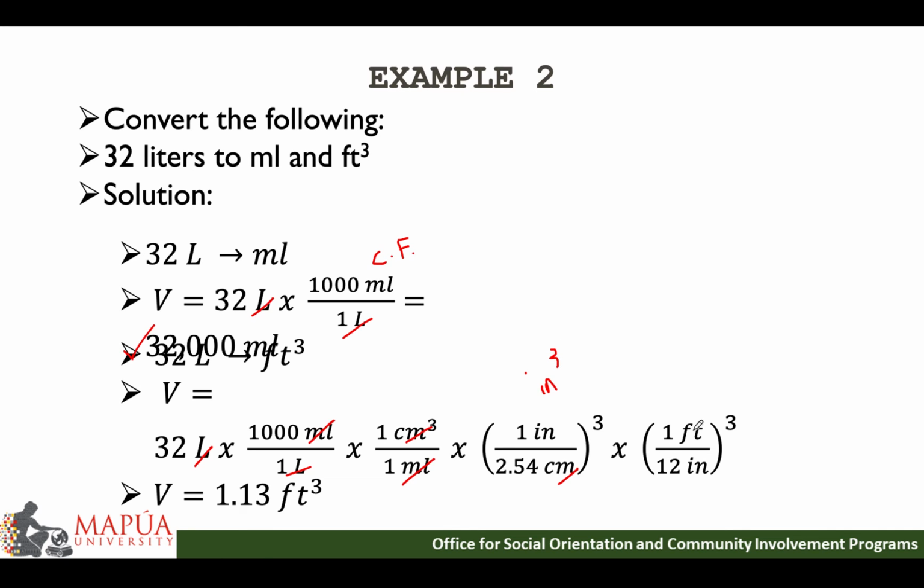And we know that for every 1 foot there is 12 inches, raised to the power 3, so this becomes cubic inches. So this will cancel out, and the unit is now cubic feet. And you have to consider here the power outside. So this must be computed as 1 over 12 raised to the power 3. So using your calculator, we have 32,000 times 1,000 divided by 2.54 raised to the power 3 divided by 12 raised to the power 3. The calculator will give you the answer 1.13 cubic feet. So 32 liters is equivalent to 1.13 cubic feet.